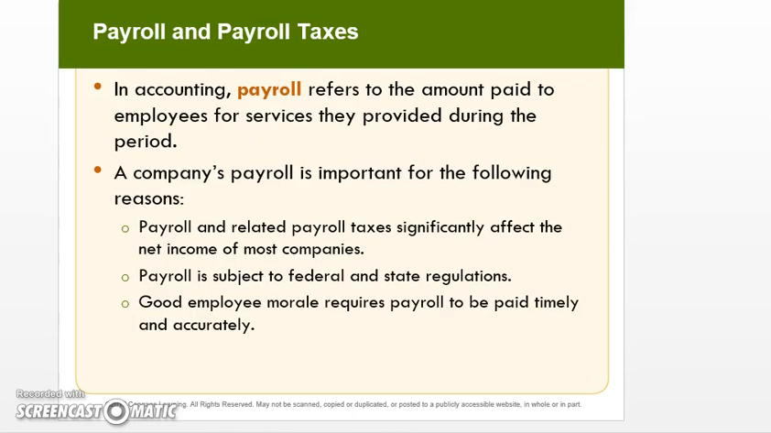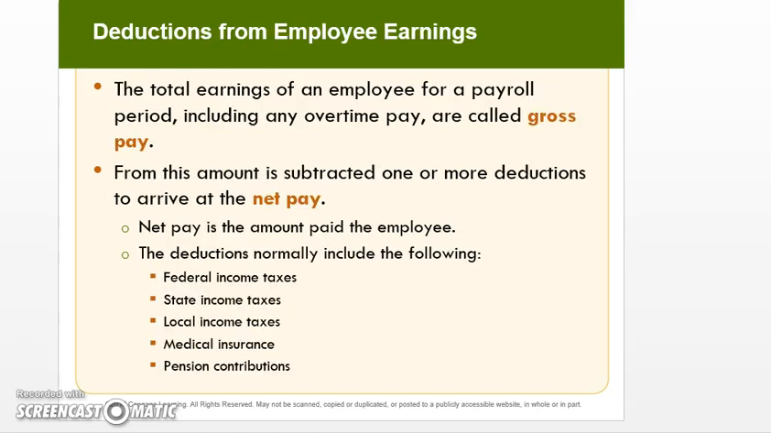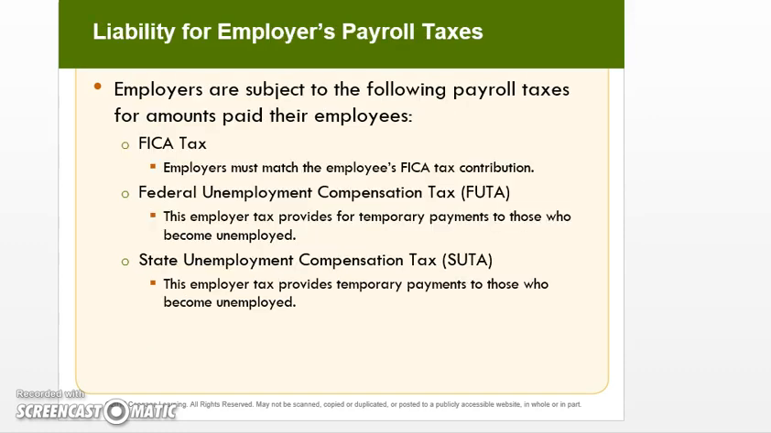The second part of the chapter deals with payroll and payroll taxes. Primarily, our concern will be with the journal entries associated with recording these entries. Of course, in payroll, we start with the person's gross pay, and then we will subtract various deductions, federal income taxes, state taxes, local taxes, insurance premiums, and so forth, and we will arrive at net pay.